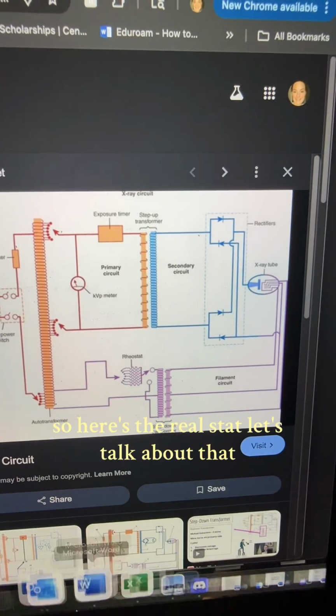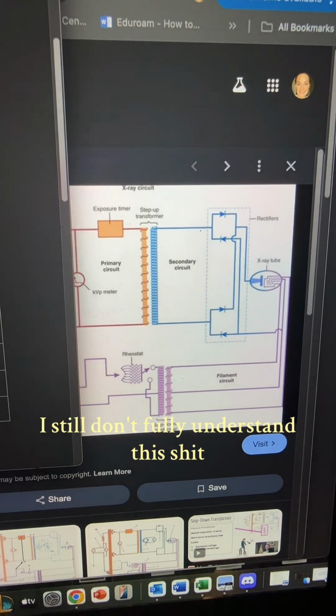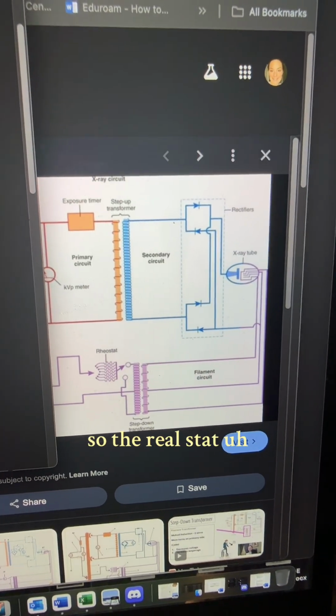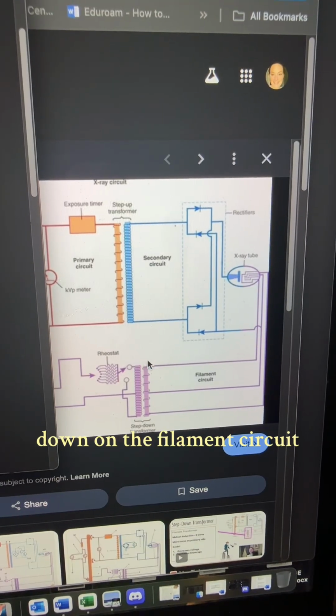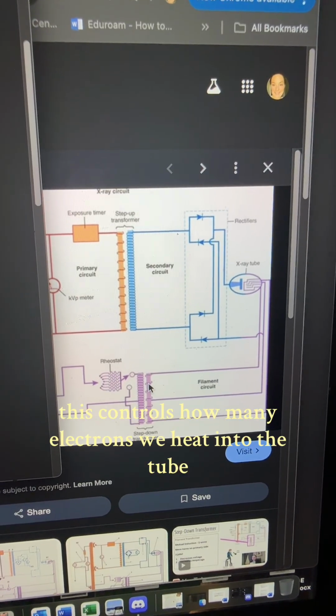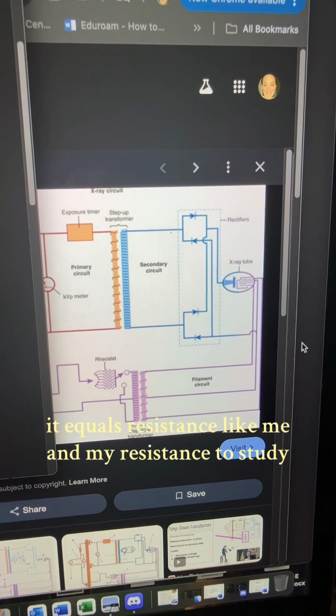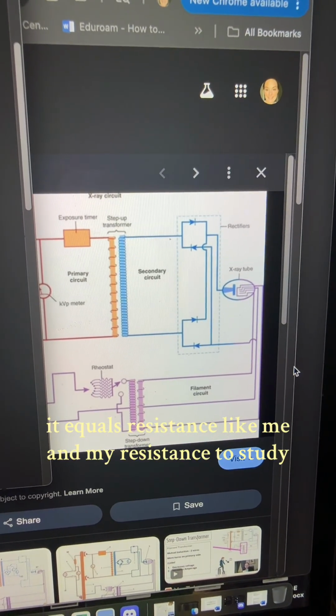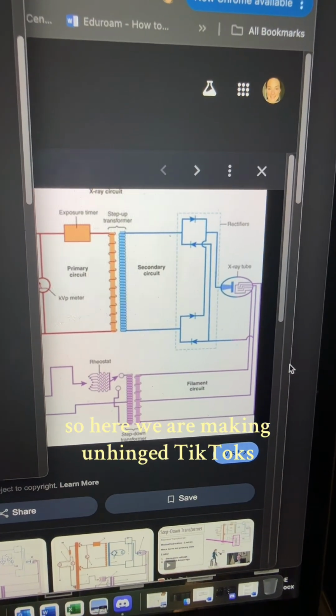So here's the rheostat. Let's talk about that. I still don't fully understand this, but we're working through it together. So the filament rheostat, down on the filament circuit, controls how many electrons we yeet into the tube. Rheostat equals resistance, like me and my resistance to study. So here we are, making unhinged TikToks.